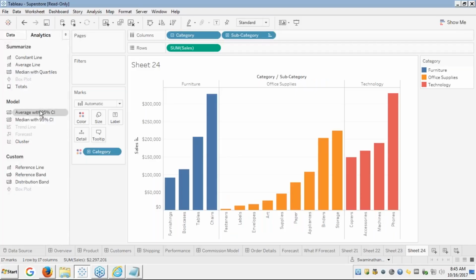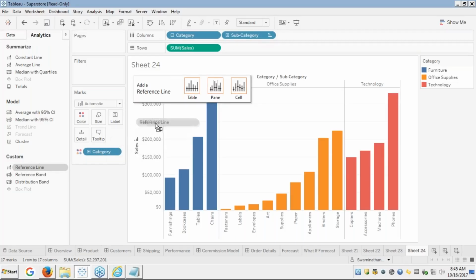So how to add a reference line? It is just like that. And you see here, reference line, reference band and distribution. These three things are there. I'm just adding a reference line. When I'm adding a reference line, it's asking me three options. One is the table level, another is the pane level, and the other is the cell level.